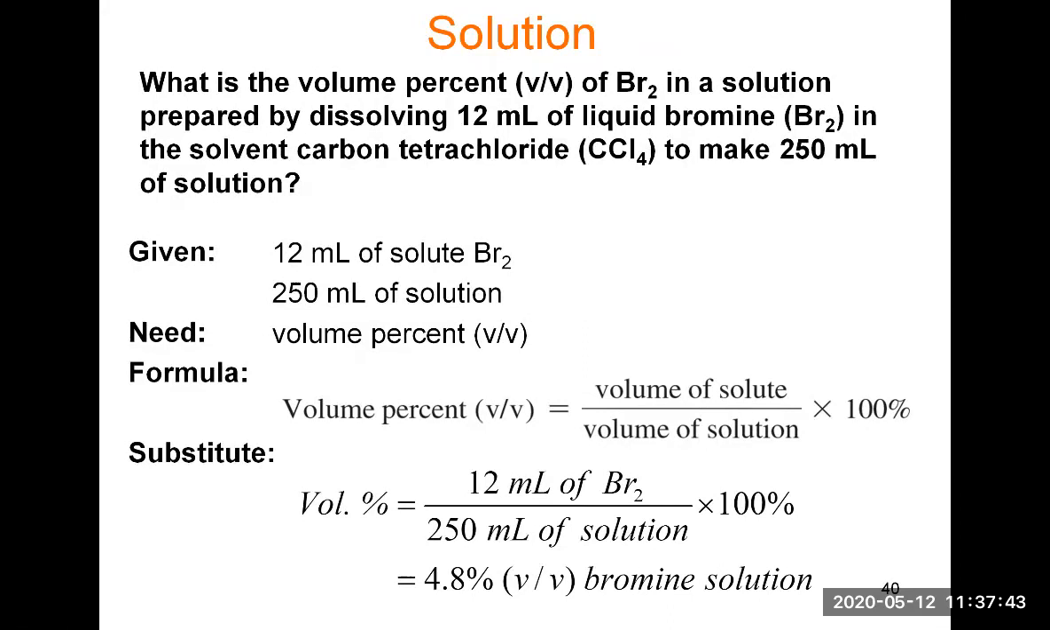It happens to be 2 sig figs, which is what we need because in 12 milliliters here we have 2 sig figs. 250 also has 2 sig figs, right? The 0 is not significant. And the 100% is not limiting, it's an exact number. So you want to keep 2 sig figs, and so you keep the 4 and the 8. And the unit is percent V/V, and we would name it bromine solution, right? You say the solute, and you say it's in a solution. So 4.8% volume percent of bromine solution.